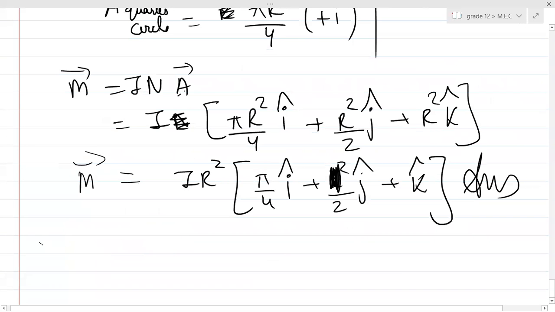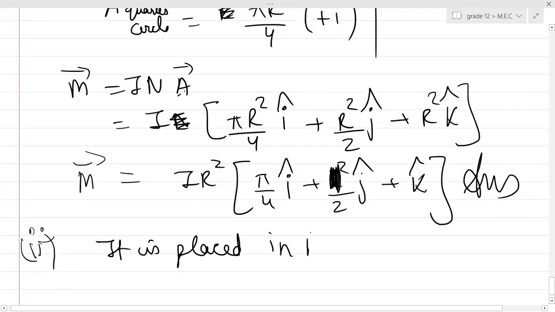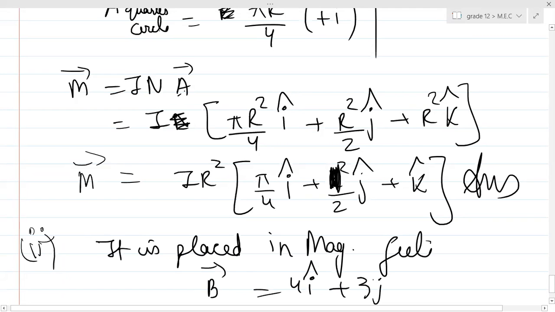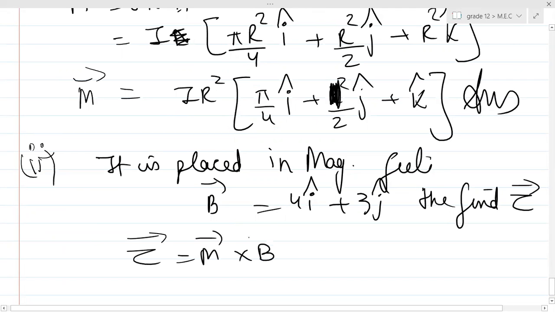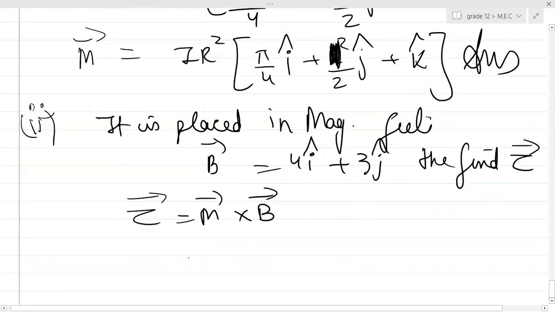The question can be extended. Suppose in the second part of the question, if that loop is placed in the magnetic field 4 i cap plus 3 j cap, then what is the torque? So I think everyone is able to do this thing. The torque is basically equal to m cross B. Yes or no? So this will be I into r square.